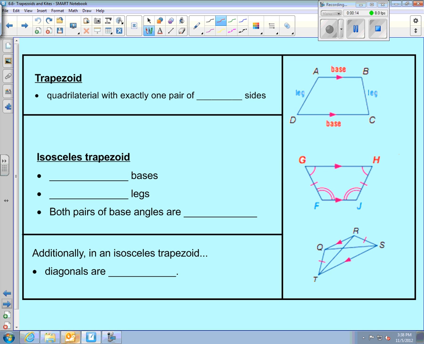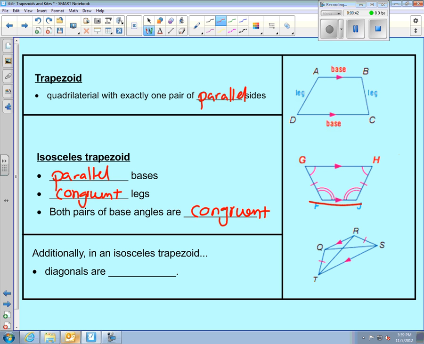So, a trapezoid is a quadrilateral with exactly one pair of parallel sides. And then we have a special type of trapezoid, which is an isosceles trapezoid. This has parallel bases and congruent legs. Okay, and then also we have both pairs of base angles are congruent.